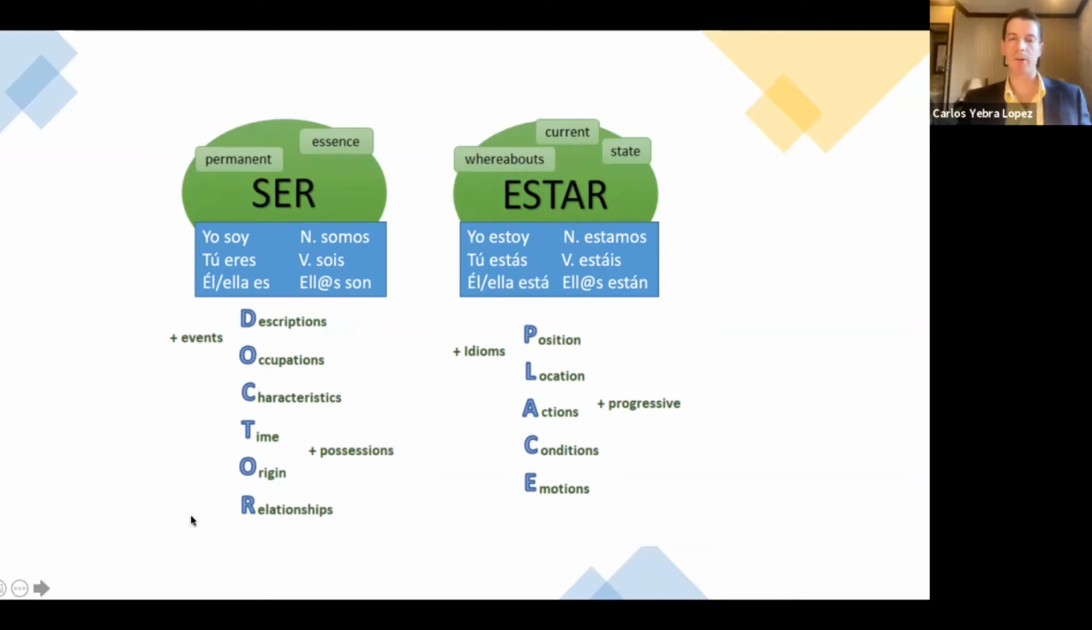So we use the verb ser with everything that has to do with the acronym DOCTOR: descriptions, occupations, characteristics, time, origin, and relationships, plus events and possessions. On the other hand, we use the verb estar in Spanish with anything that has to do with position, location, actions, conditions, and emotions, plus certain idioms, and when the actions are progressive. So let's break it down.